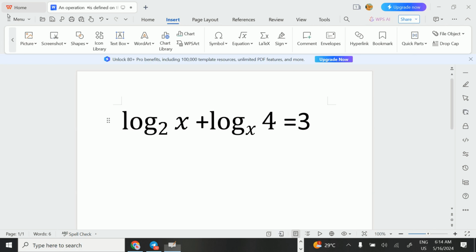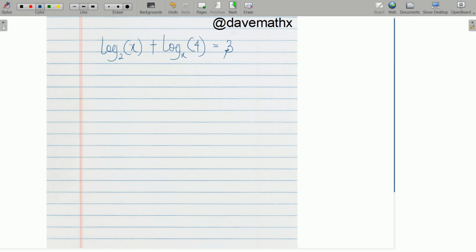I'll be working you through this logarithm problem. Log x base 2 plus log 4 base x equals 3. First, I'll apply the law of base changing formula to change the base of log 4 base x.